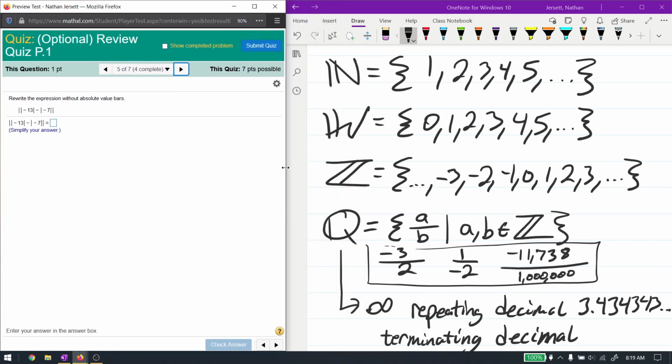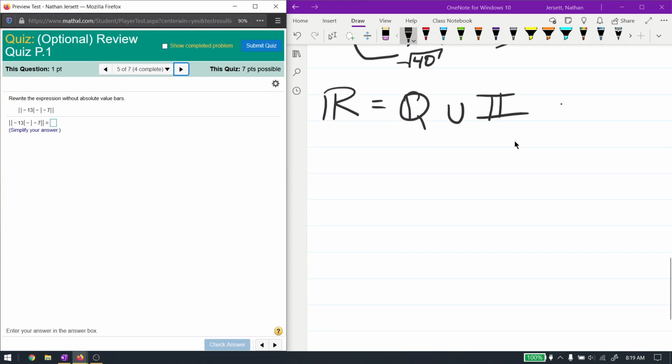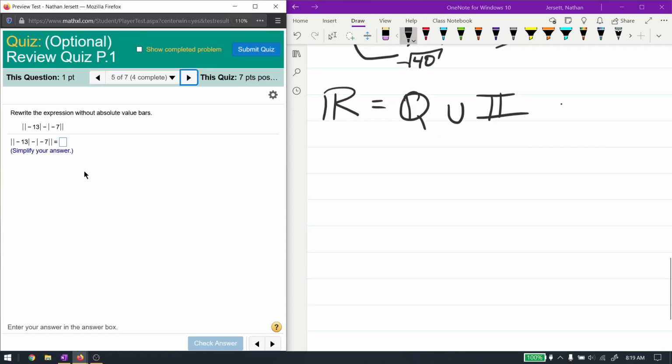All right, here we're going to rewrite this expression without absolute value bars. Let me zoom in a little bit here.